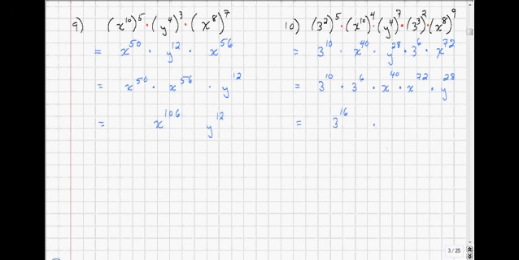We're going to add those exponents. Notice that it's 3 to the 16th, not 9 to the 16th. We have a whole bunch of 3's multiplied together, not a whole bunch of 9's multiplied together. The base stays the same when we're multiplying powers in the same base, and we add the exponents.